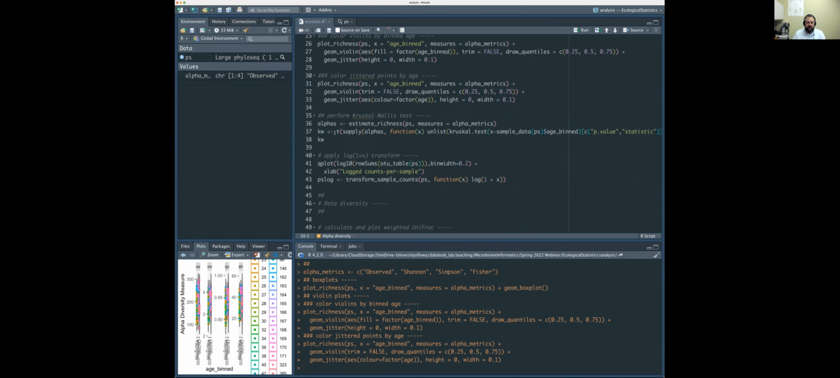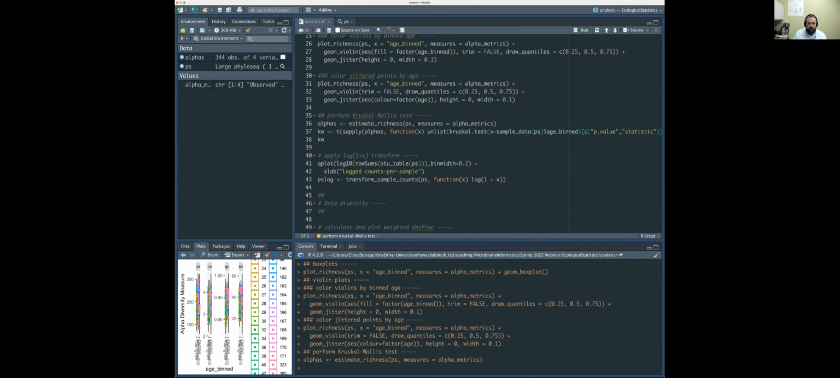But if we want to actually do some statistics with those richness measures that were plotted, we have to call the estimate richness, which plot richness uses sort of inside. But if we want that actual data, we can call the estimate richness.